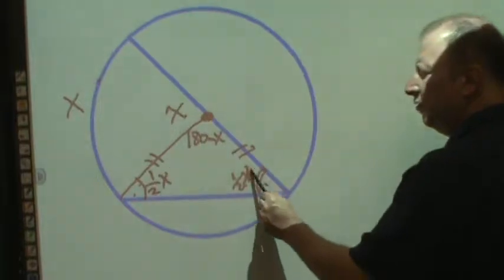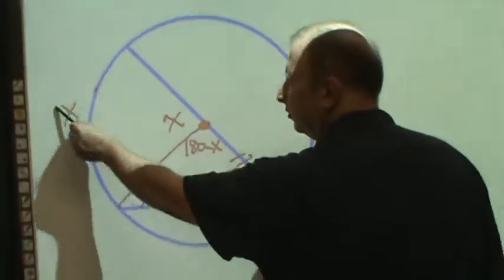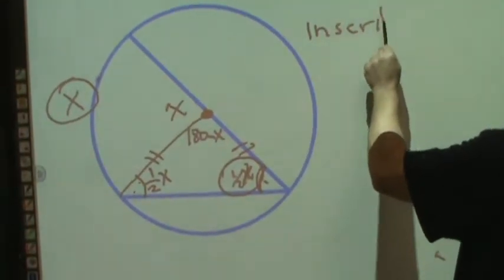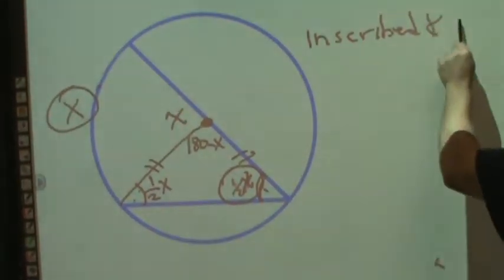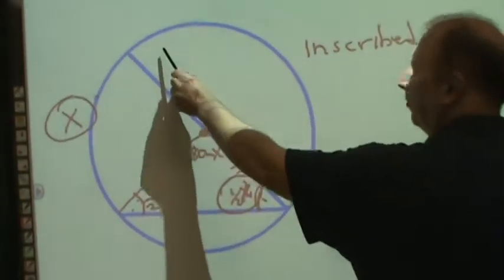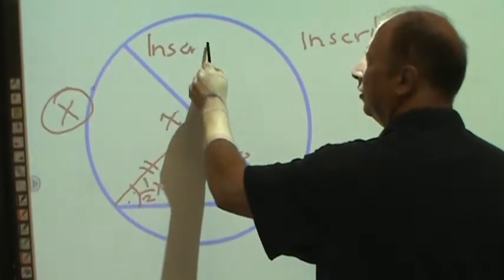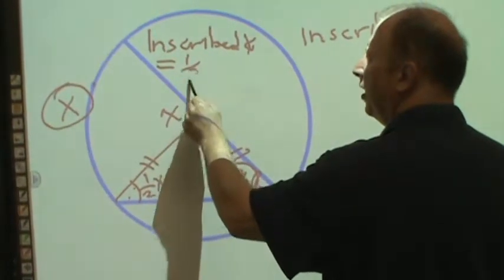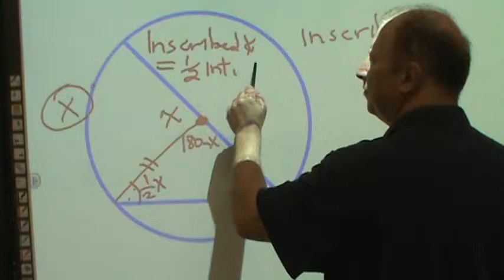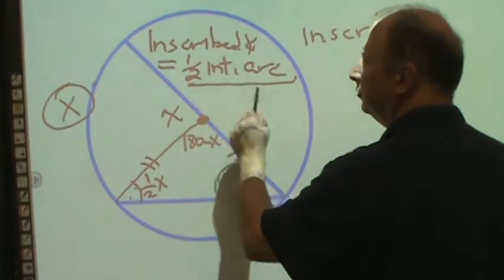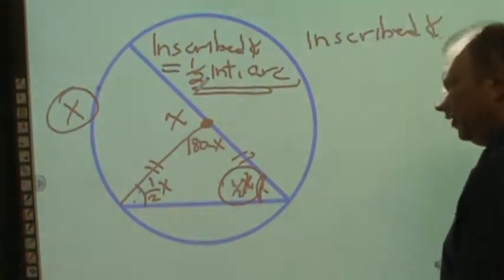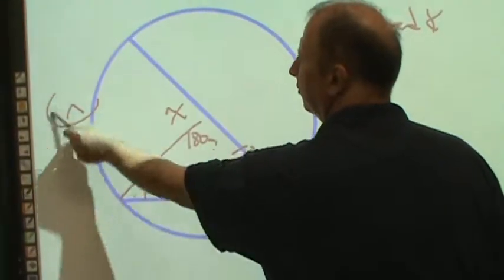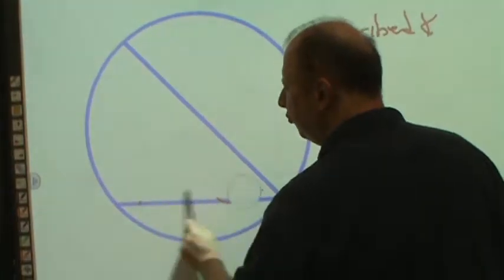And now let's see a relationship. So the inscribed angle, I'll write it in here. Inscribed angle is equal to 1/2 intercepted arc. Let's redo this again, one or two more times. Let's make sure that we truly understand it.